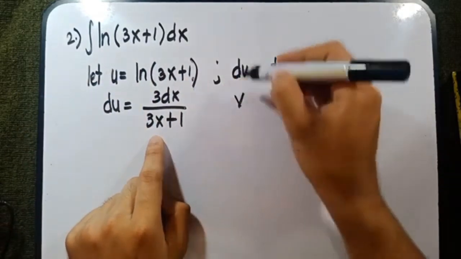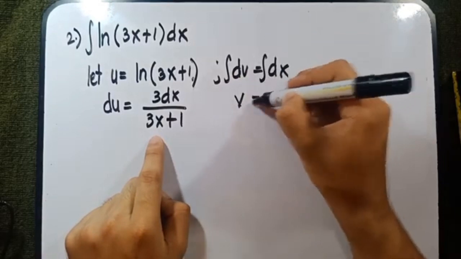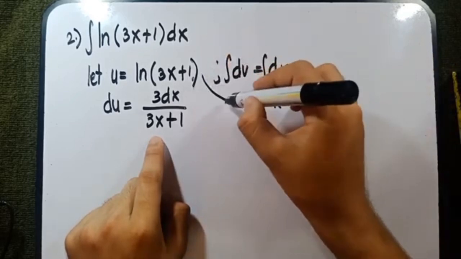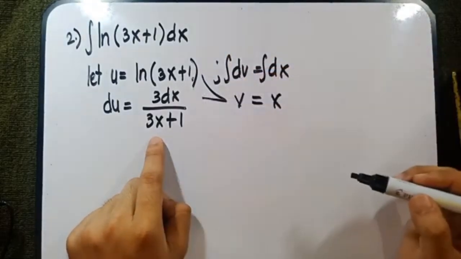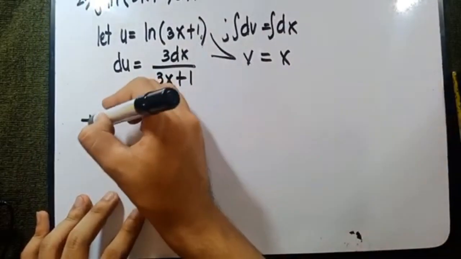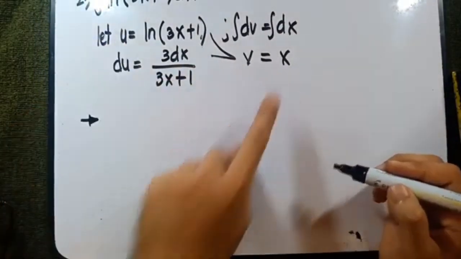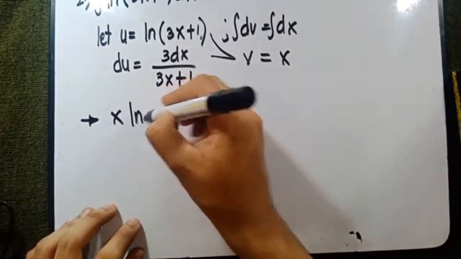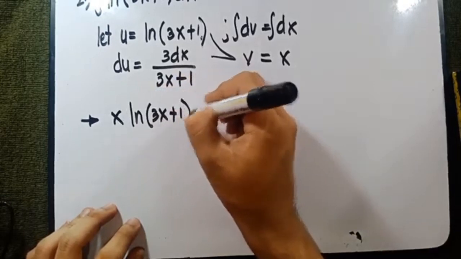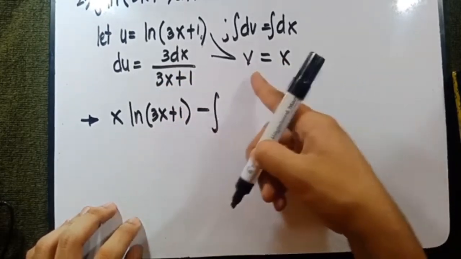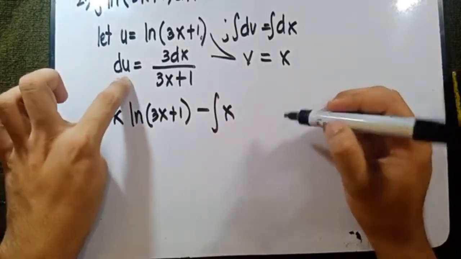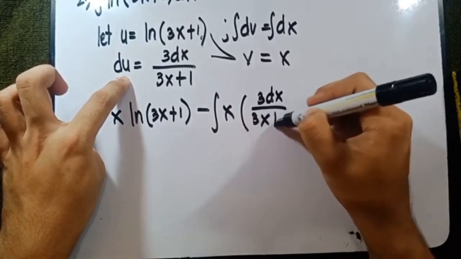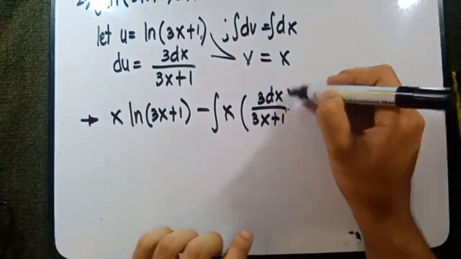Then, the integration of dv is v, and the integration of dx is x. So again, u multiplied by v, v multiplied by du. I'll put it here: uv, so that is x ln(3x + 1), minus the integration of v and then du, 3 dx all over 3x + 1. Yan.